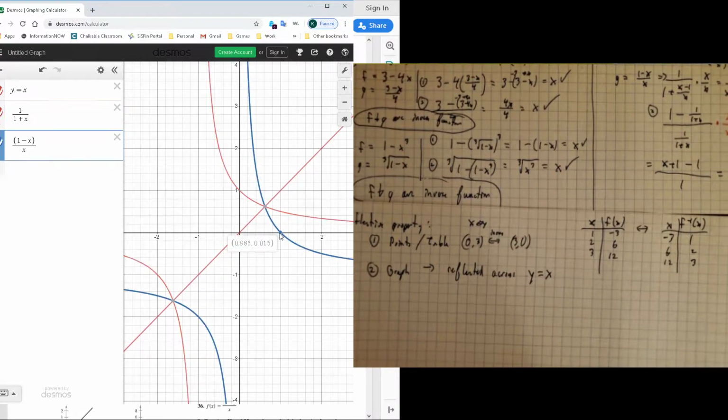Okay, so if you look, the blue line has the point (1, 0). And guess what? The red line has the point (0, 1). The blue line has the point (2, -1/2). The red line has the point (-1/2, 2). It's a natural relationship between these two. They're always going to have antithetical opposites.